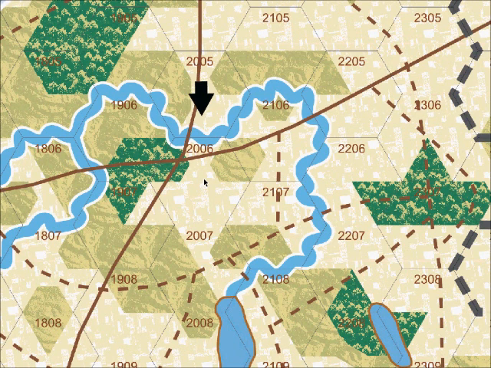For the defender in this case, his counterattack die roll will be increased by 2: +1 for the woods, and plus another 1 for the river. And this will probably mean more losses for the attacker.